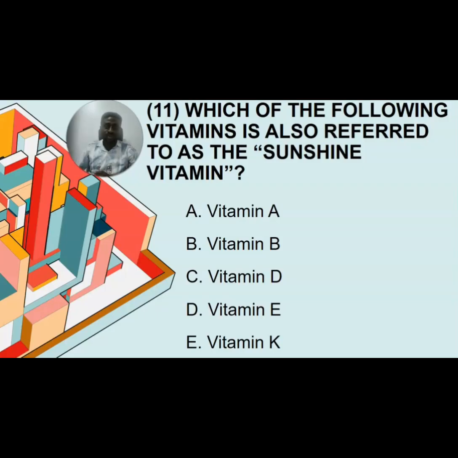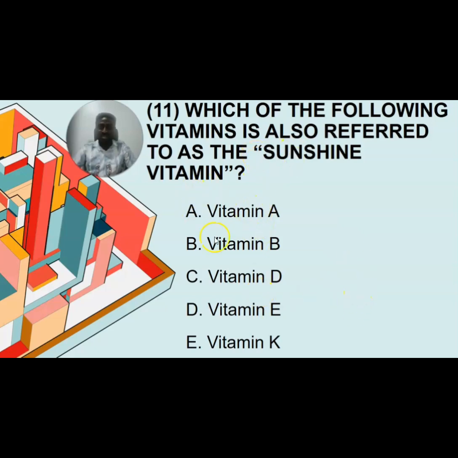Alright, having said this, we are going to continue from number 11, which says, which of the following vitamins is also referred to as the sunshine vitamin? A. Vitamin A, B. Vitamin B, C. Vitamin D, D. Vitamin E, and E. Vitamin K. So can you relate? I guess you've penned down your answer already.